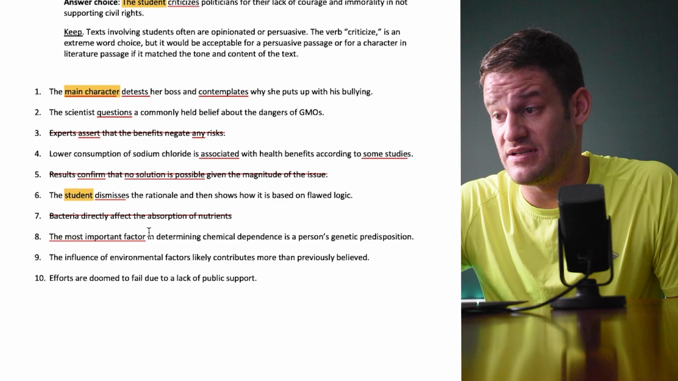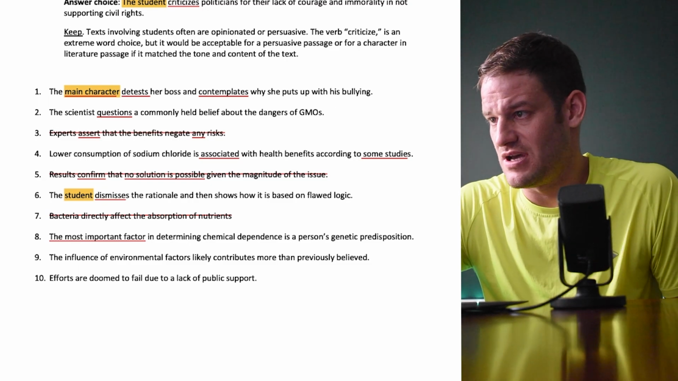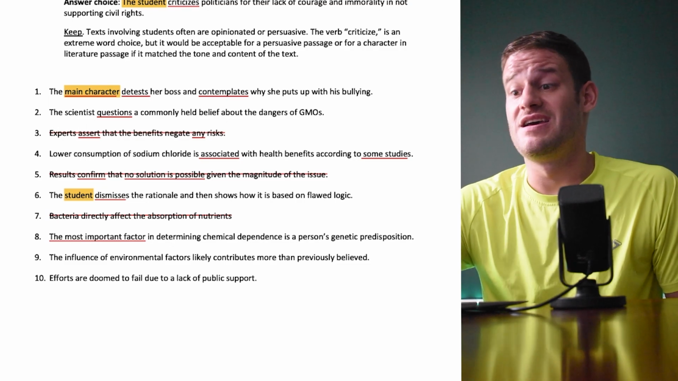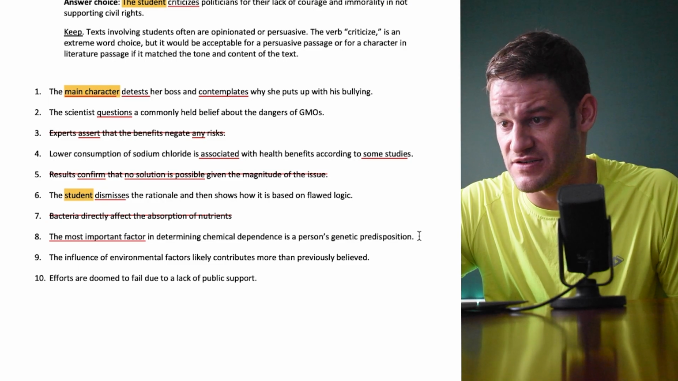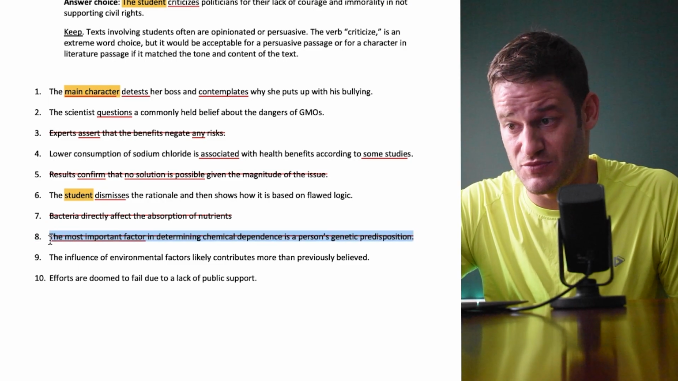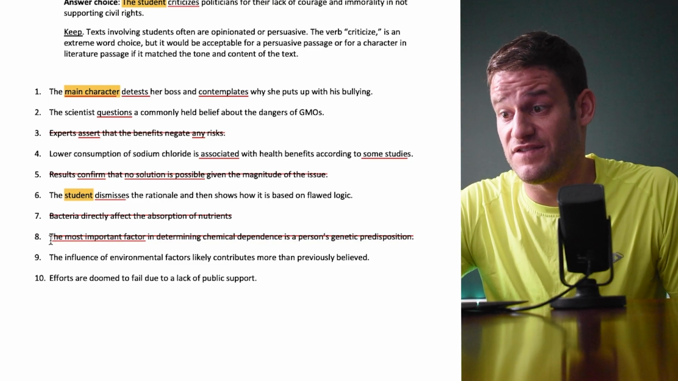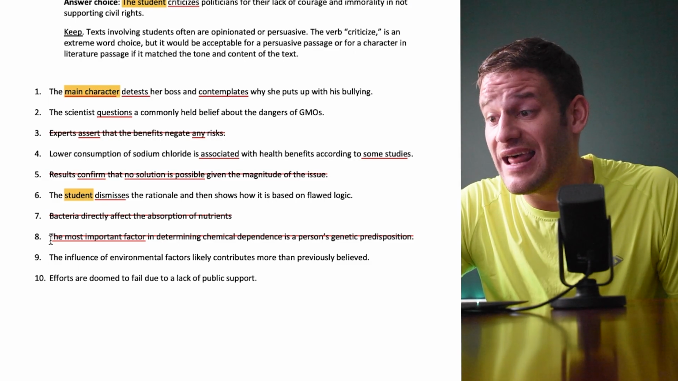In determining chemical dependence is a person's genetic predisposition. I would eliminate, yeah, I don't like the superlative there. Like if it said an important factor, that would be okay, but the most important factor, yeah, it's a bit too much. All right, number 9, the influence of environmental factors likely contributes.